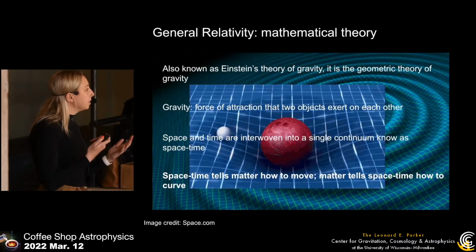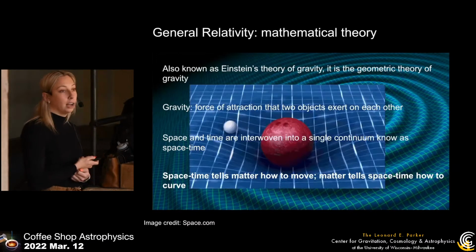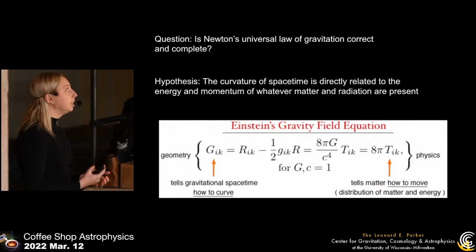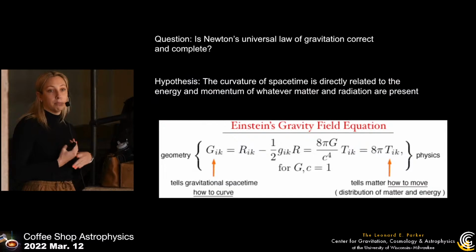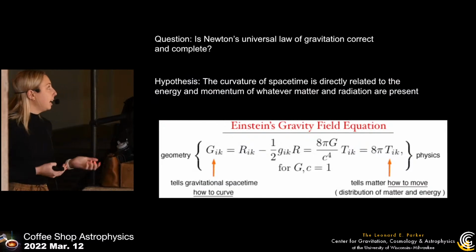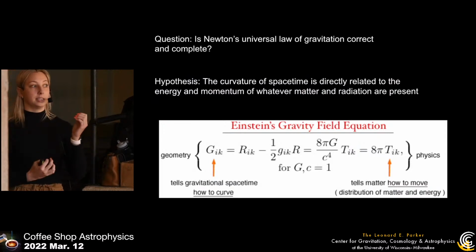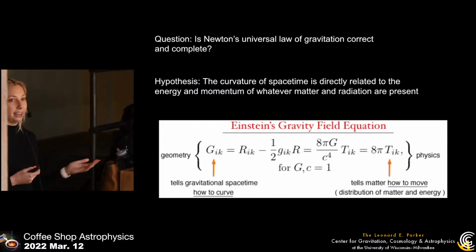Okay, so this is the theory that Einstein came up with, and there are a couple tests that we can run to see how complete this is. If we start with our question, we can ask, is Newton's universal law of gravitation correct and complete? Well, Einstein hypothesized that the curvature of space-time is directly related to the energy and momentum of whatever matter and radiation are present. So like I said, that matter tells the space-time exactly how to curve. Or in math language, something like that.